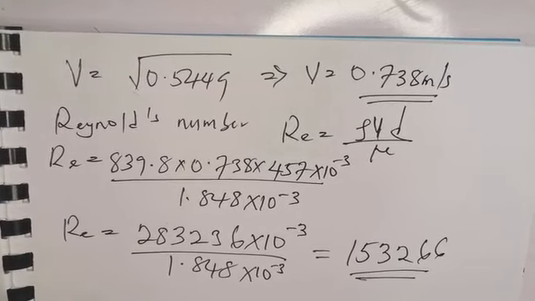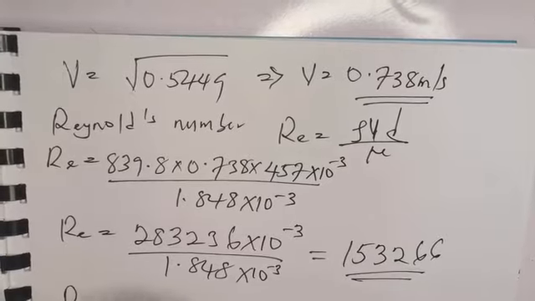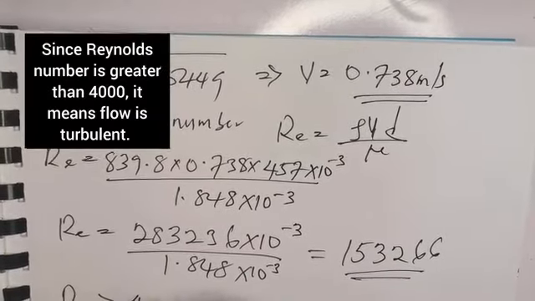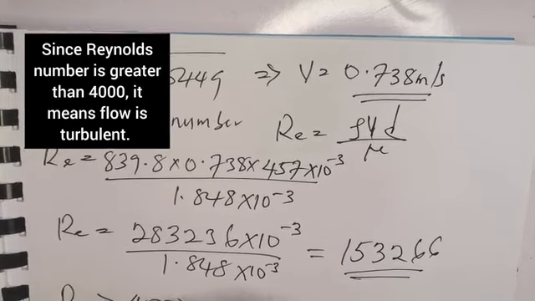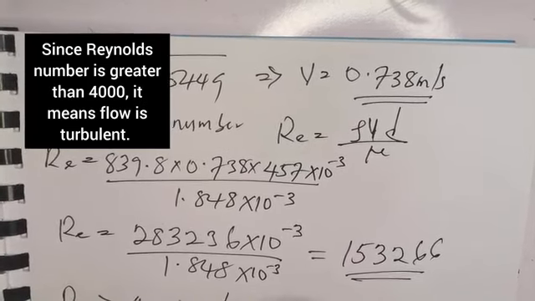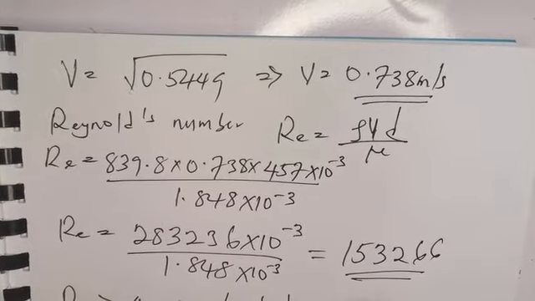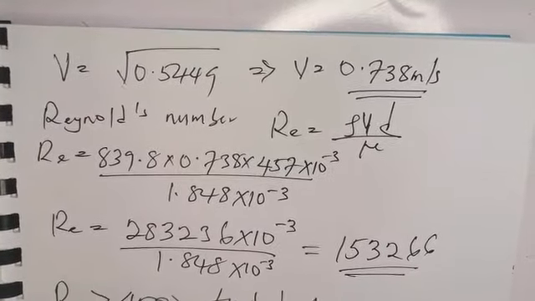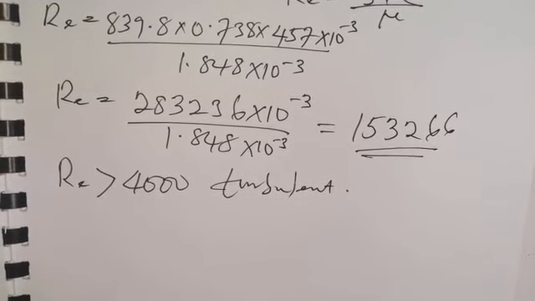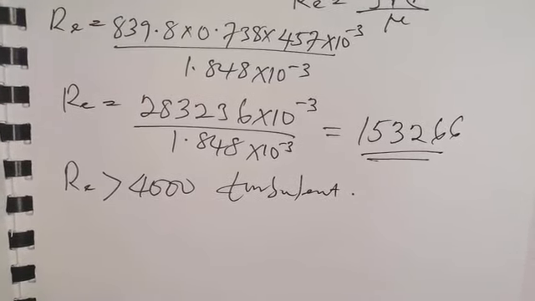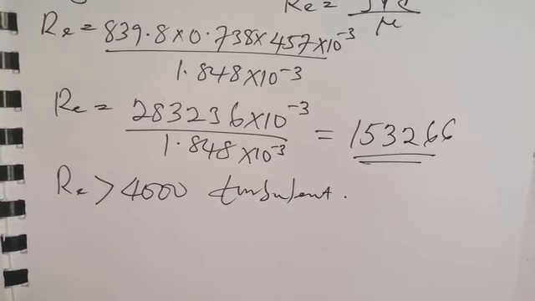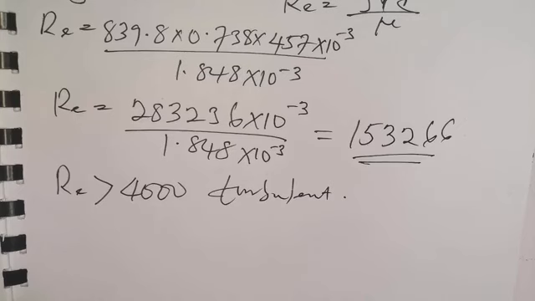And this Reynolds number is greater than 4000, which means the flow is turbulent. So this indicates turbulent flow. Since the Reynolds number is greater than 4,000, it simply means that the flow is a turbulent flow. So that's that part of the question answered.